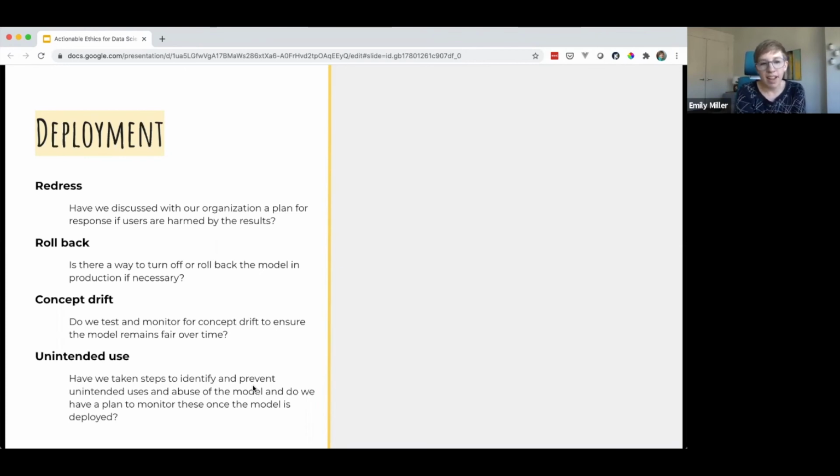And then lastly, unintended use. Have we taken steps to identify and prevent unintended uses and abuse of the model? And do we have a plan to monitor these once the model is deployed? We obviously can't see into the future and foresee all the ways that models might be used and abused, but we do want to spend some time thinking about whether there are ways that we can help mitigate this. So there was an example of a very powerful text generation model that researchers had created, and they deemed that the risk was too high to release it in its full form. And so they released, I think it was a partial data set, and didn't release the model in its entirety out of essentially public good.